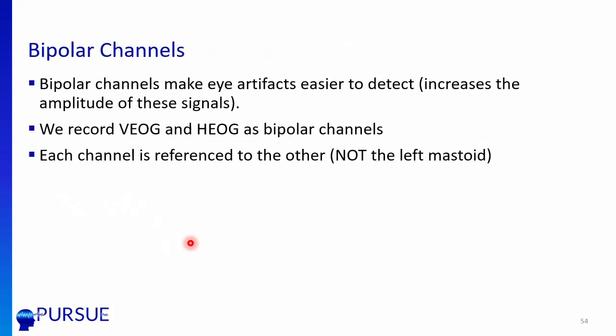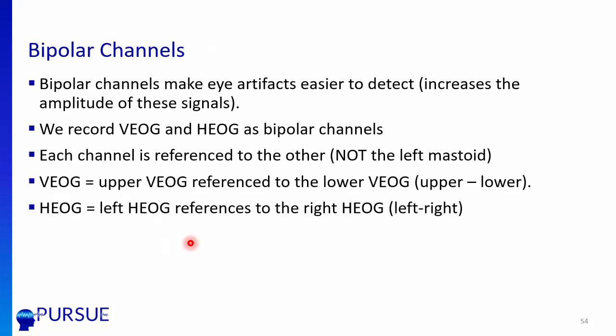Now, not all channels are re-referenced, like our bipolar channels. Our bipolar channels make eye artifacts in particular easier to detect. So we record VEOG and HEOG as bipolar channels. What that means is that each channel is referenced to the other electrode. So for VEOG, they're not using the left mastoid as a reference. Instead, the upper VEOG is referenced to the lower VEOG, right? And the left HEOG is referenced to the right HEOG. So that's what that bipolar reference means, and this just enables us to detect artifacts better.